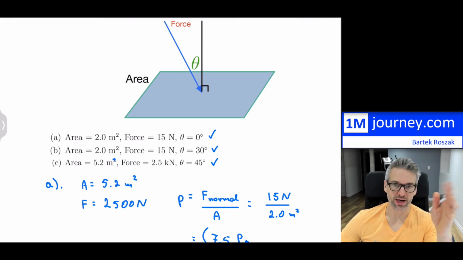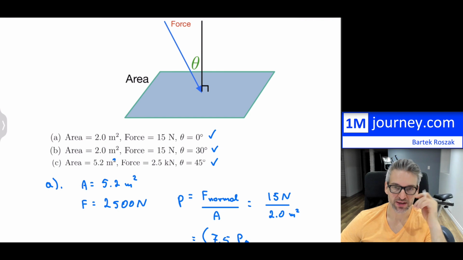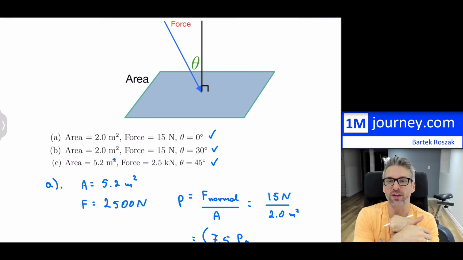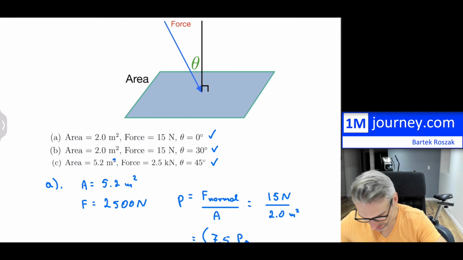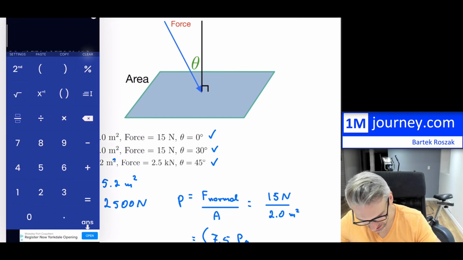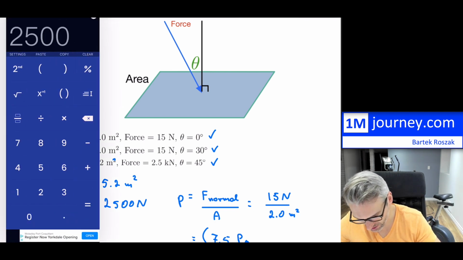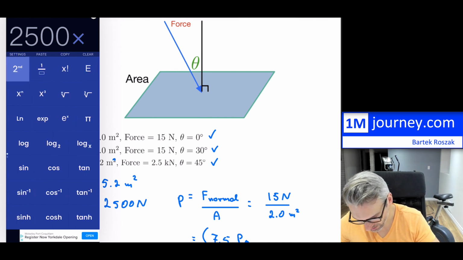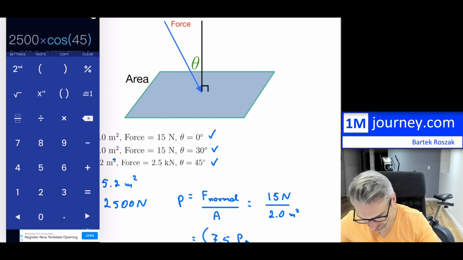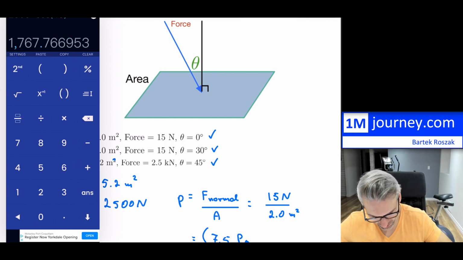You want to project it back onto that particular angle that we have and see what the actual force would be in terms of the normal component. So I'll do the same thing as I did before: 2500 multiplied by cos of 45 degrees, which is 1 over the square root of 2. But again, you can use your calculator in there. So this is what we have.